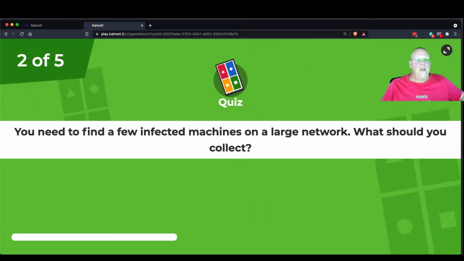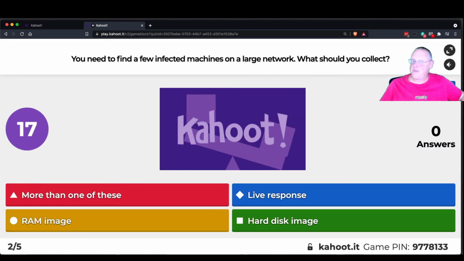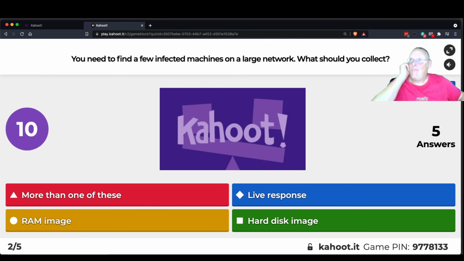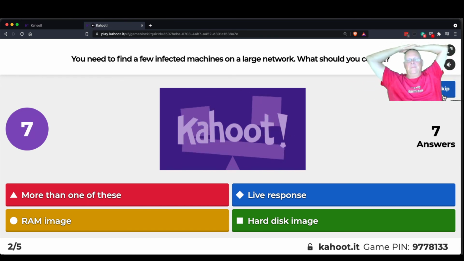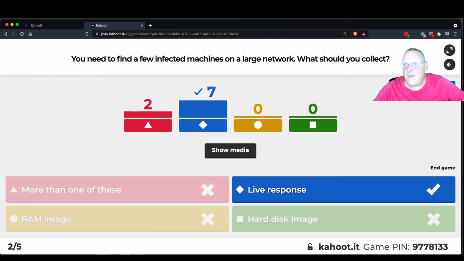So you need to find a few infected machines on a large network. So what should you do? This is the standard situation, right? You find malware, you've got a fleet of 1,000 machines. You want to find out how many of them have that malware. That's live response. This is what Velociraptor is primarily designed to do. Perform a hunt, where you choose off a nice menu of data you want, and it will push it out to all those machines and gather all the data from all those machines in a nice, organized way for you.